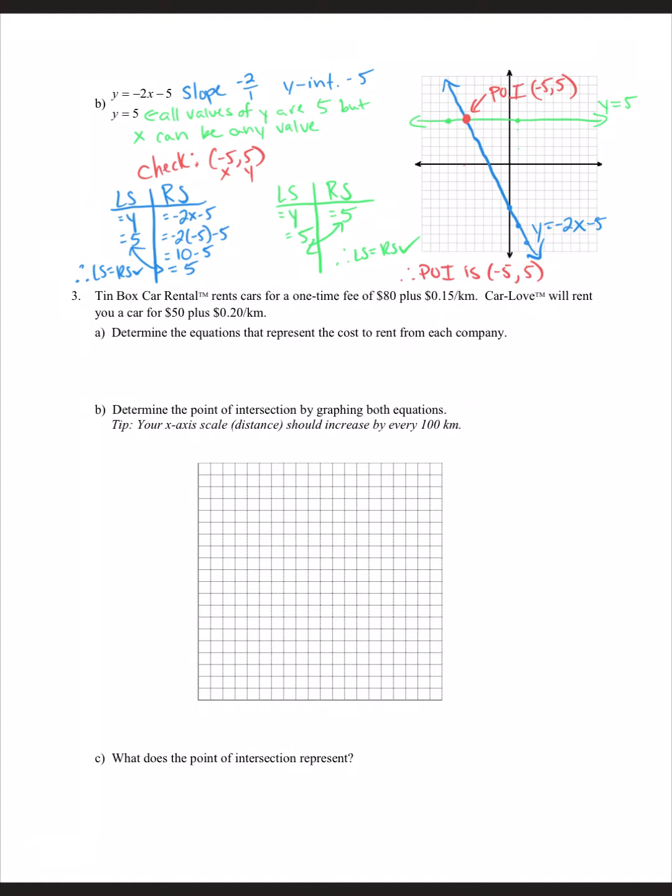Okay, we're going to look at linear systems in a word problem now and see if we can use what we've learned today to find the solution to this word problem. So Tin Box Car Rental rents cars for a one-time fee of $80 plus 15 cents per kilometer. Car Love will rent you a car for $50 plus 20 cents per kilometer. Determine the equations that represent the cost to rent from each company. Okay, so we have a couple variables in play here. I'm going to use my highlighter here.